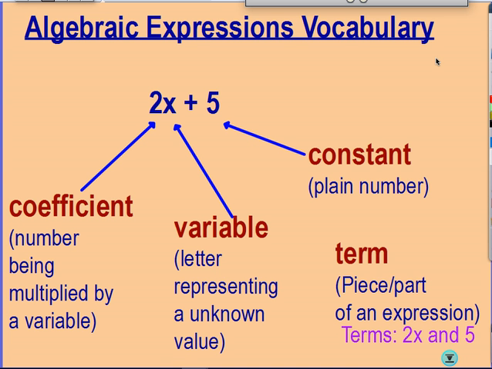There is also a constant. The constant in this example is 5. A constant is a plain number. This expression is comprised of two terms, 2x and 5. A term is a piece or a part of an expression.